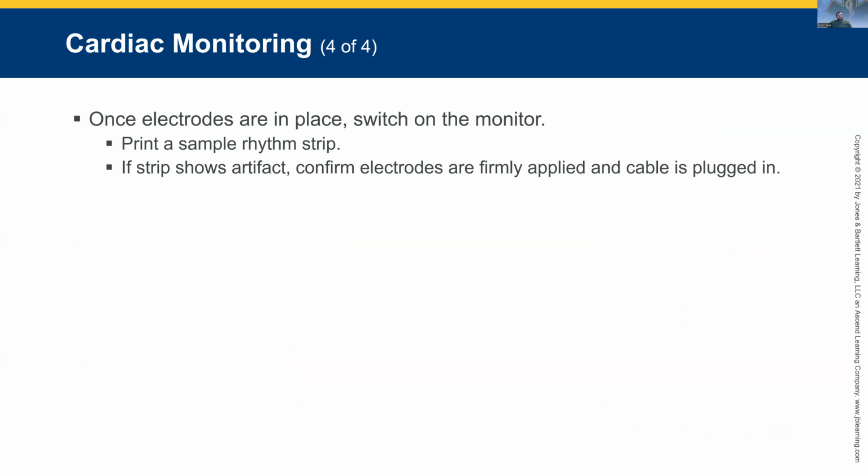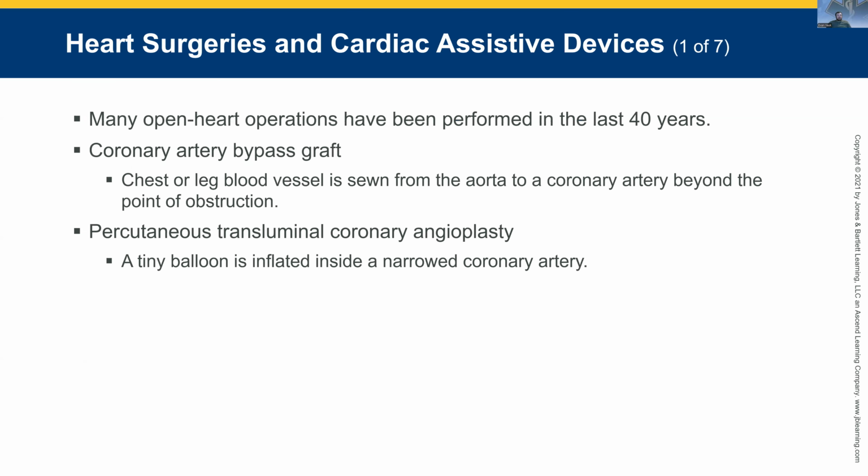Once electrodes are in place, switch on the monitor and print a sample rhythm strip. If the strip shows artifact, confirm electrodes are firmly applied and the cable is plugged in. Whether you can actually read those strips or not is based on your protocol. A lot of times you need ALS to be able to do that.